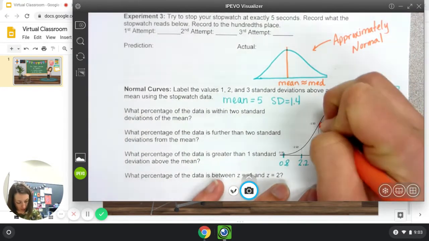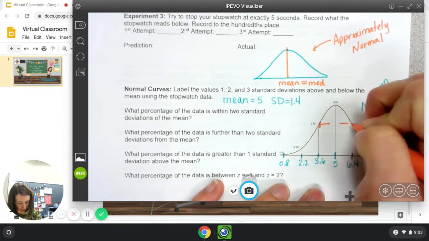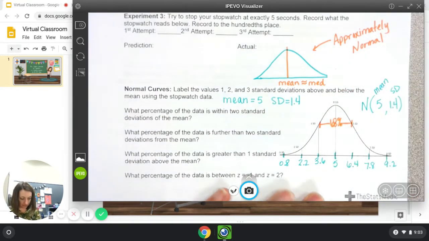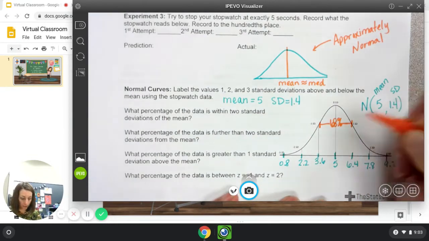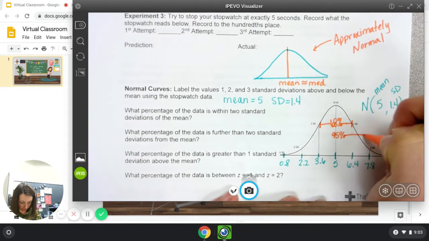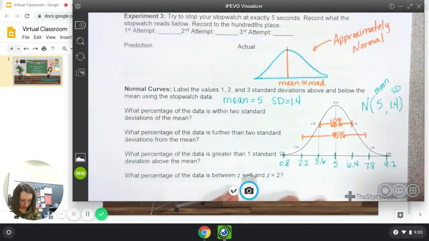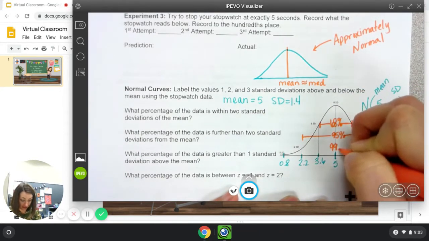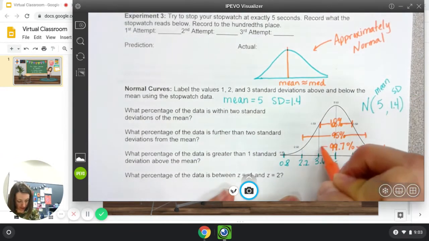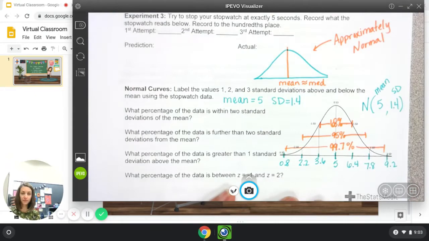So within 1 standard deviation, we have 68% of our observations. Within 2 standard deviations, we have 95% of our observations, out to 2 standard deviations. And within 3 standard deviations, that's 99.7% of our data. So most of our data is within 3 standard deviations.